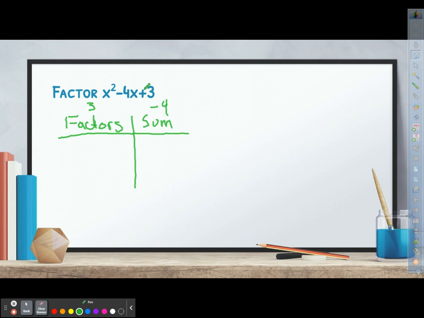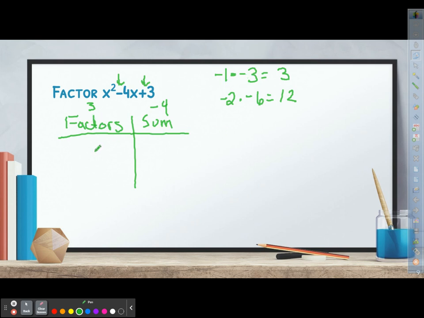Anytime this back number is positive and the front number is negative, your two numbers are going to both be negative, because if you do negative 1 times negative 3, that's going to give you positive 3. If you do negative 2 times negative 6, that's going to give you positive 12. A negative times a negative is a positive. And the only way to get this to be positive, but have them add up to a negative, is for both of them to be negative.